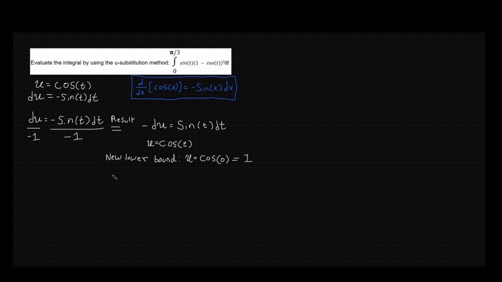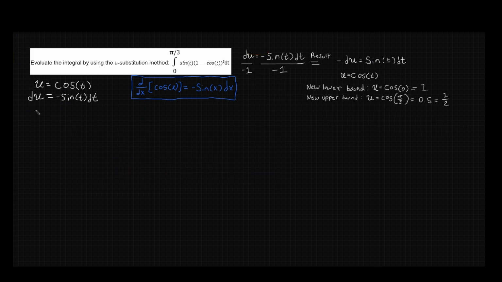So now we have to find our new upper bound. Same sort of thing here: u equals cosine of our upper bound, which is pi over 3. And this is going to equal 1/2. We can plug in our u and du, or negative du, and our new bounds of integration. And just for specificity, we'll put this here: negative du equals sine of t.